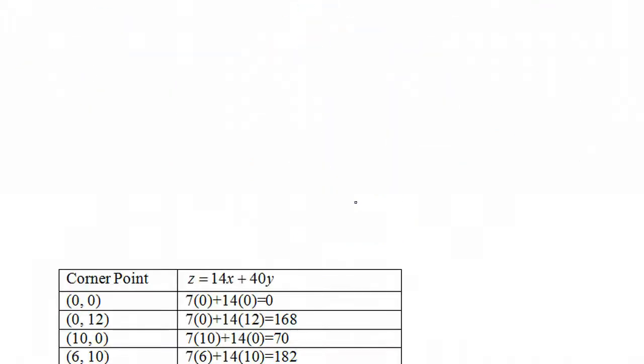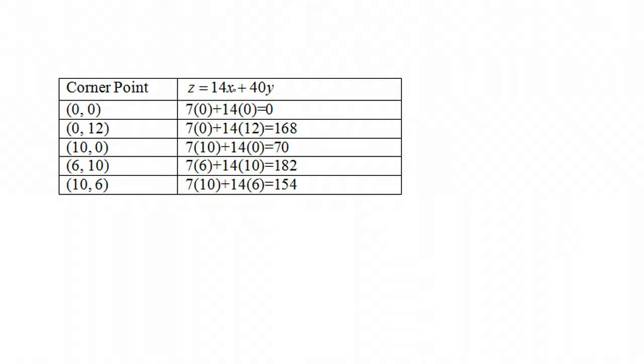Okay, now how do we figure out what the maximum is? Well, we take our objective function, 14x plus 40y, and we plug in those 5 corner points that we found. And so I did. Now 0, 0, if you plug in 0 for x and 0 for y, z is going to be 0. If you plug in 0 for x and 12 for y, you get 168. What that means is that if she raised 0 geese and 12 goats, then her profit would be $168. Okay, and if she raised 10 geese and 0 goats, her profit would be $70.